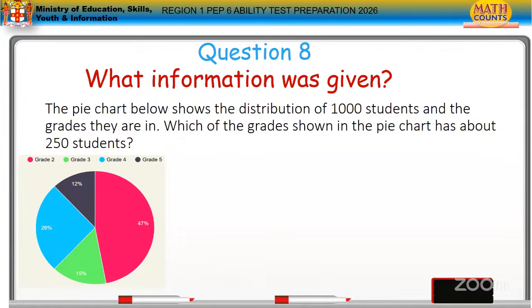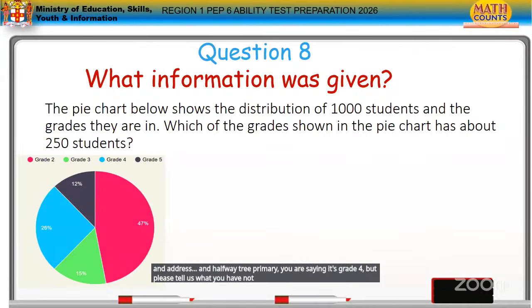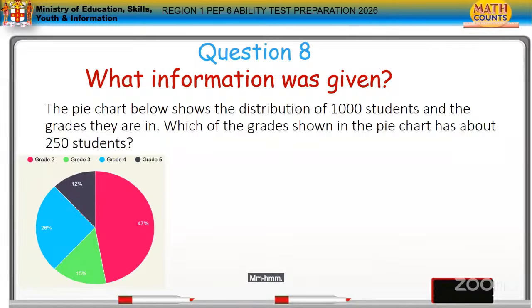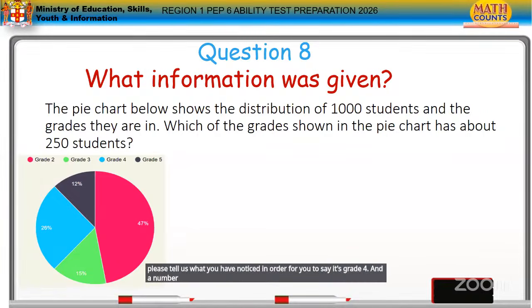Have you noticed anything? I see where Jesse Paul is using percentage to say 250 is 25% of 1,000. All right, thank you for that response in the chat. And halfway through primary, you are saying it's grade 4, but please tell us what you have noticed in order for you to say it's grade 4. And a number of responses are coming in the chat.